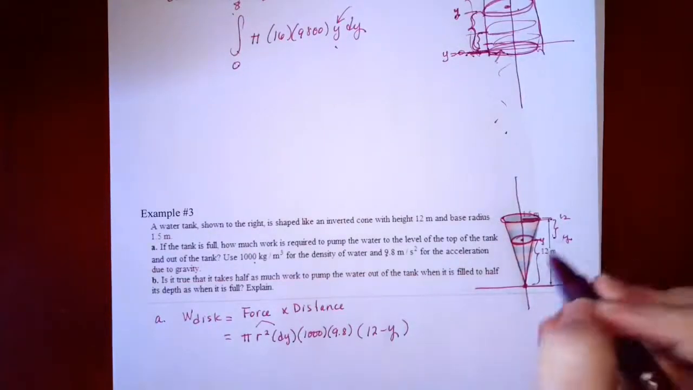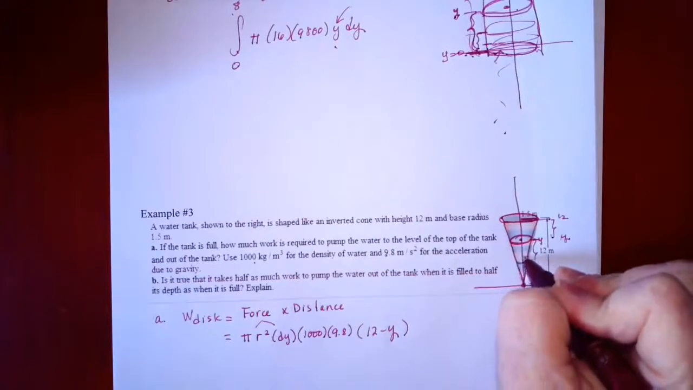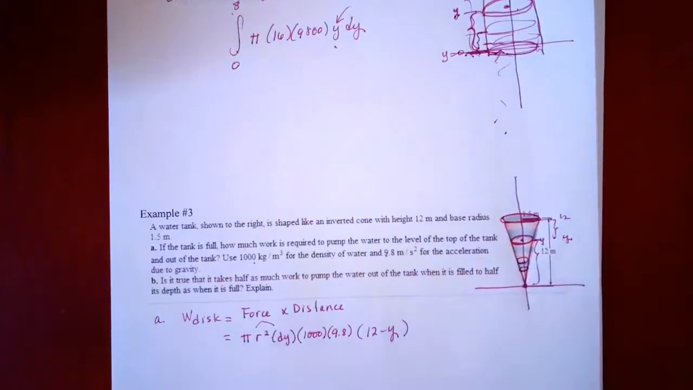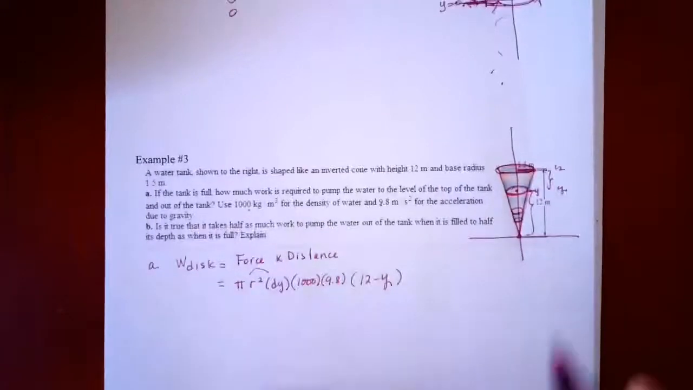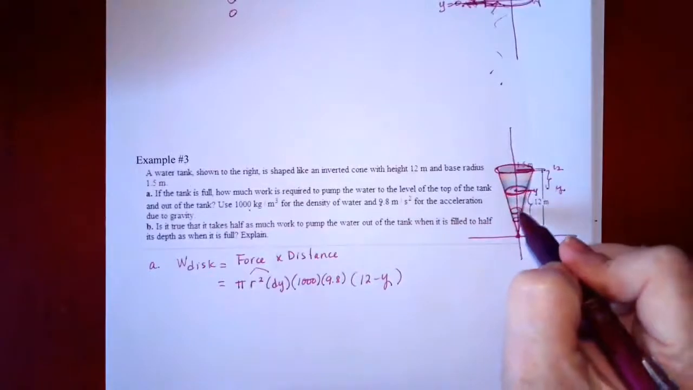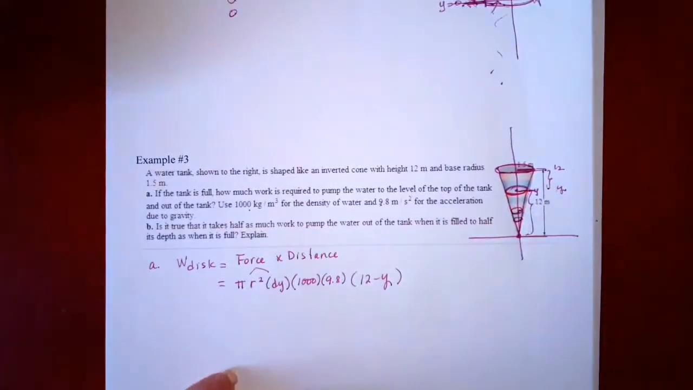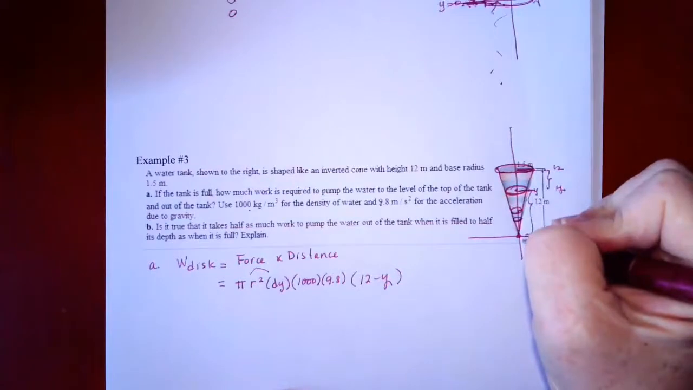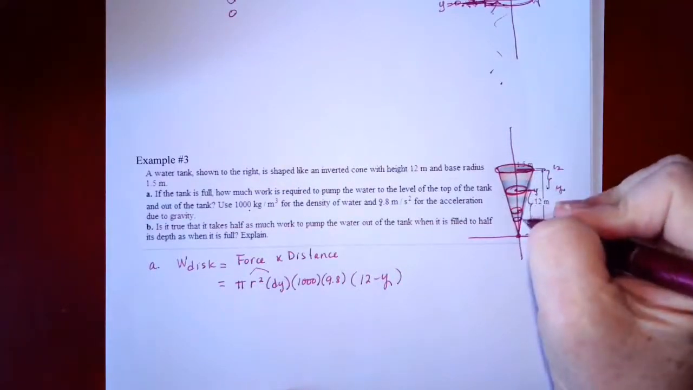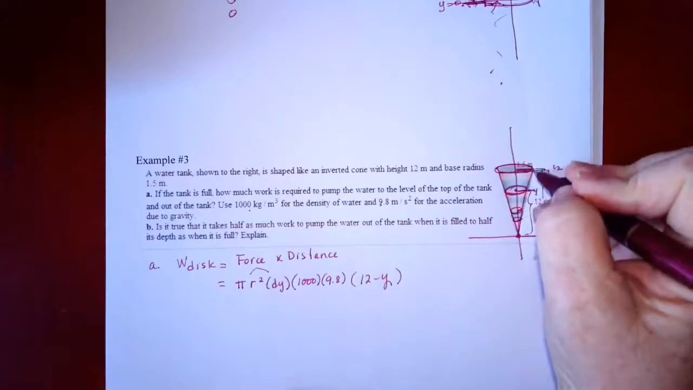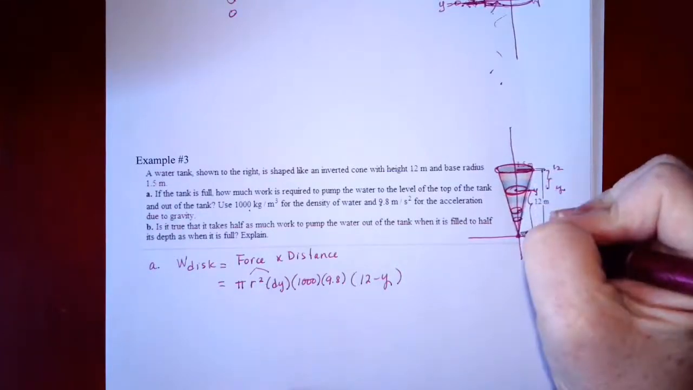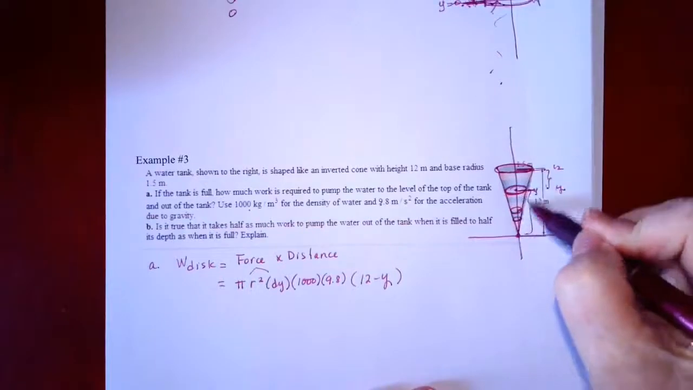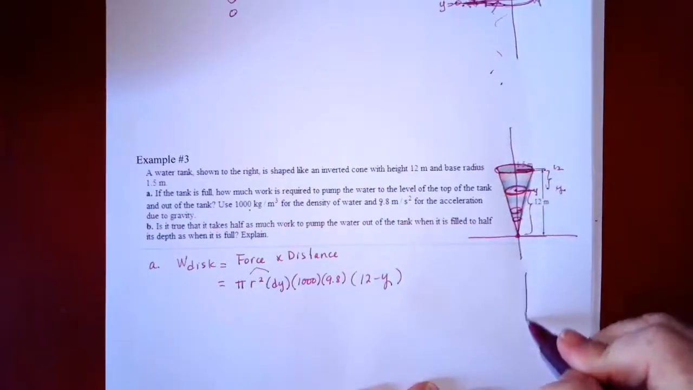The difference here is if you look at this disk versus this disk versus this disk, notice they all have different radii. So we need to figure out how to determine the radius for each of those little disks. There's several different ways we could do it. I am going to look at using similar triangles. You could also figure out the equation of the line segment that is the boundary here. But I'm going to look at this little triangle right here. I'm going to pull it out right here.